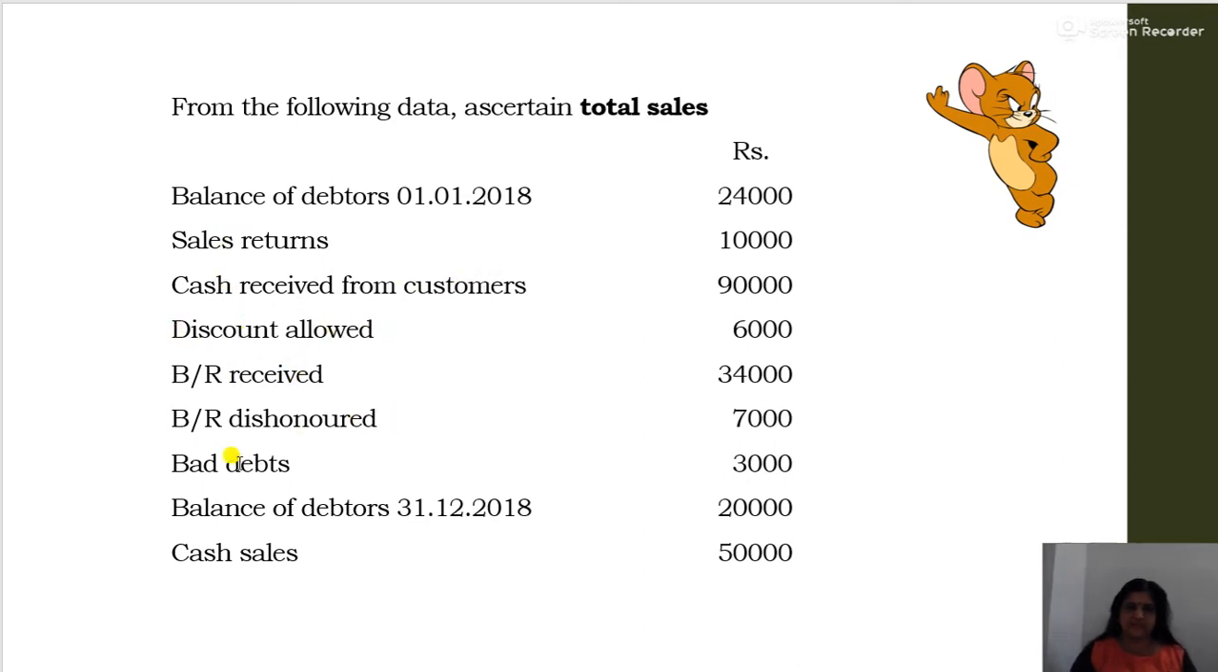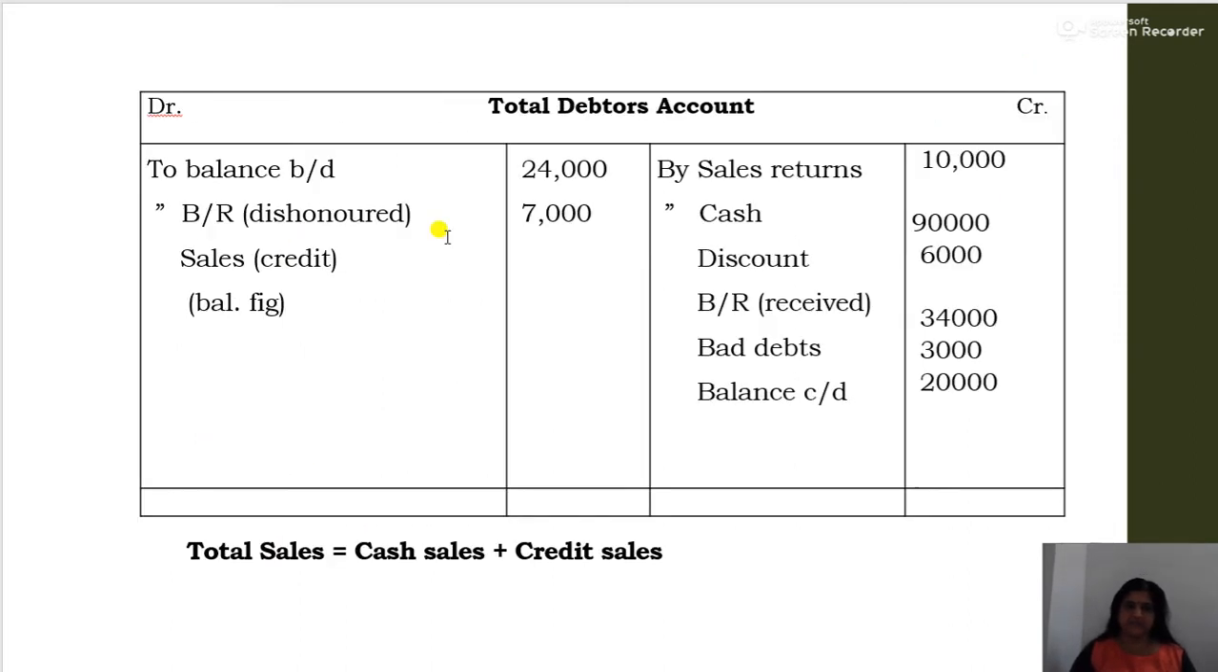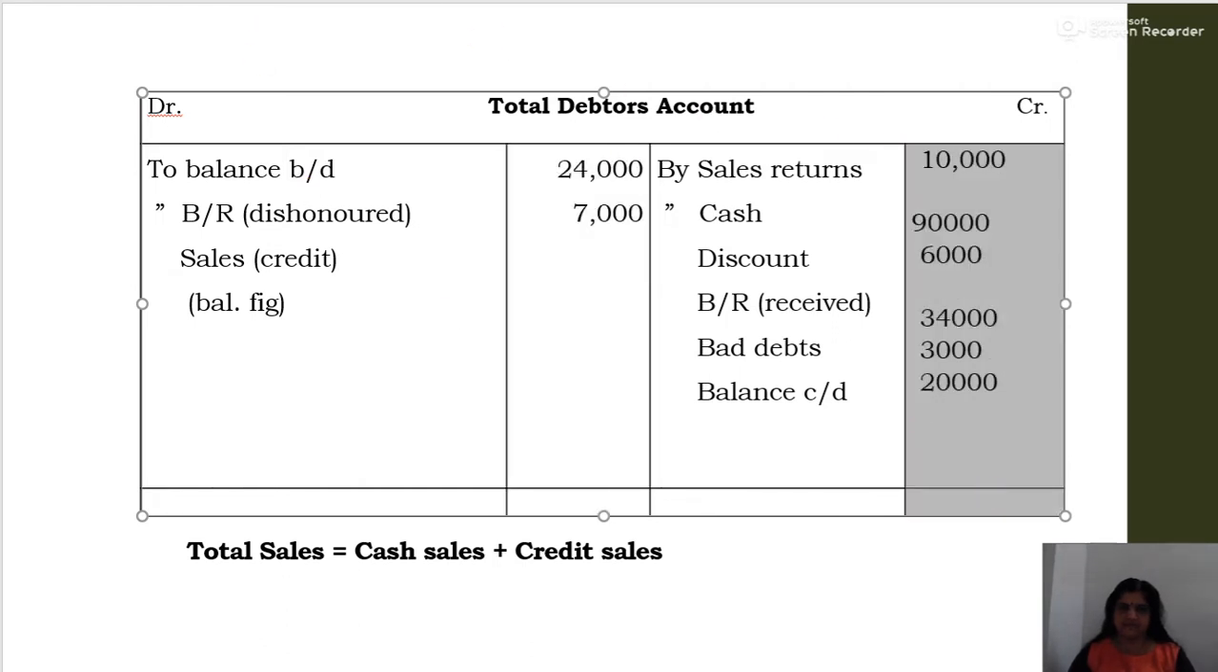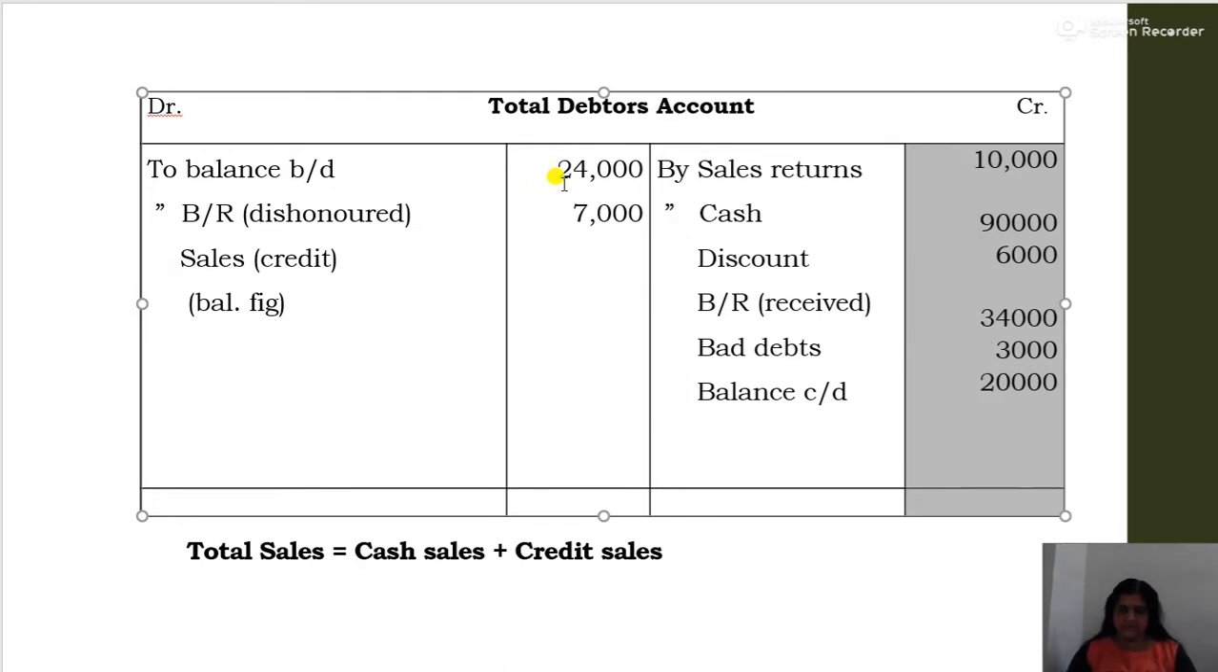So the information is the opening balance, then sales returns, cash received from customers, discount allowed, bills receivable received, bills receivable dishonored, bad debts, and the balance of debtors on 31/12/2018. So opening balance 24,000, then bills receivable dishonored 7,000, then sales returns 10,000, then cash 90,000, discount 6,000, then bills receivable received 34,000, then bad debts 3,000, then the closing balance is 20,000.